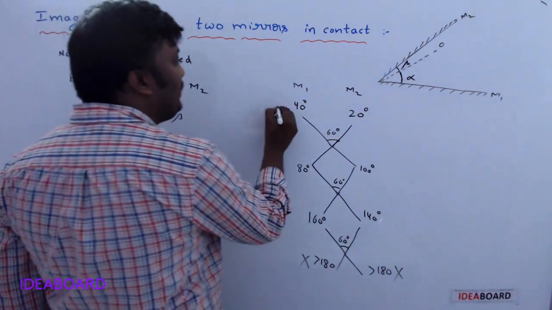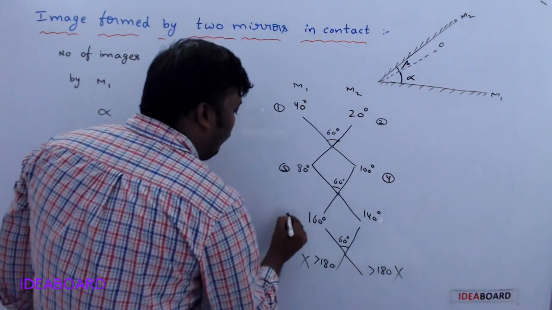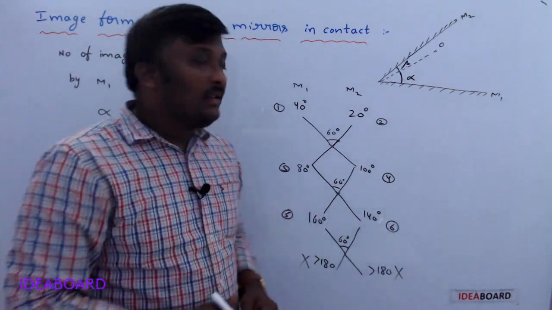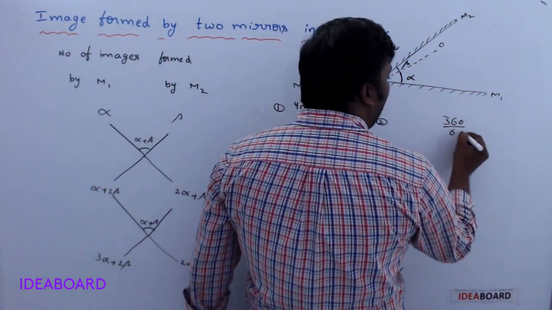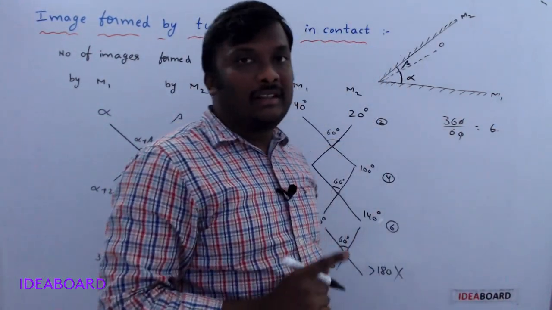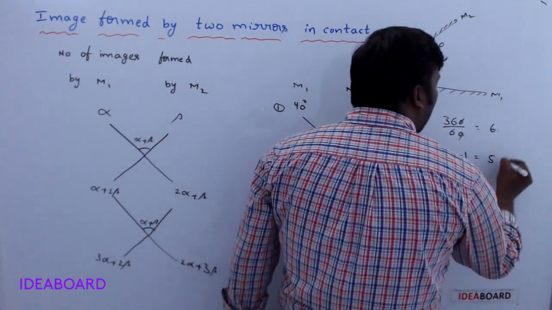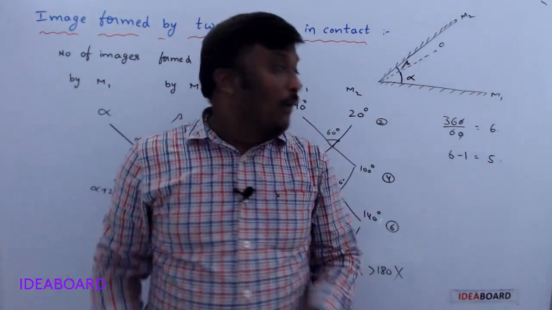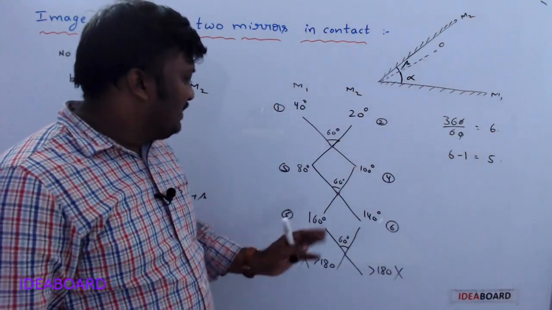Clear? So how many images are possible? 1, 2, 3, 4, 5, 6. Now, can you verify once? Total angle is 60. Then the number of images formed is 360 by 60, then you get 6. 6 is an even number. If it is an even number, the number of images formed is 6 minus 1. So by using that formula we got 5, but here we got 6.